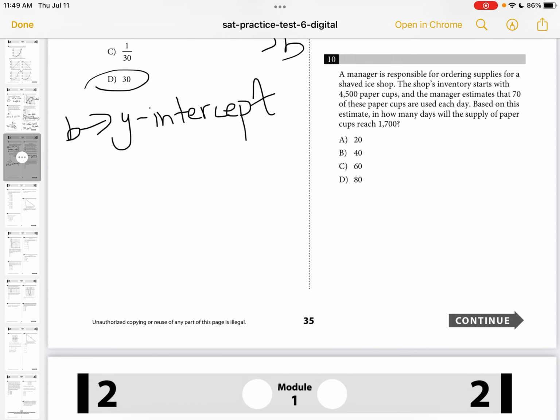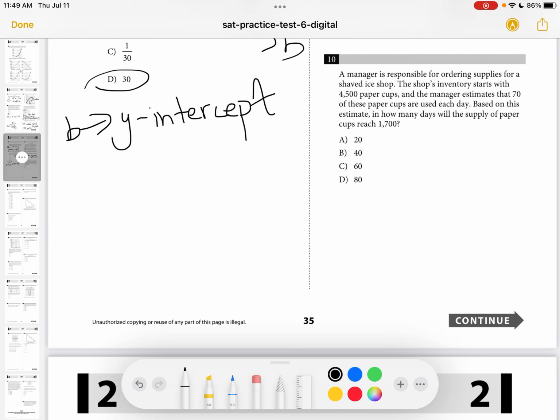Alright, number 10. A manager is responsible for ordering supplies for a shaved ice shop. The shop's inventory starts with 4,500 paper cups, and the manager estimates that 70 of these paper cups are used each day. Based on this estimate, in how many days will the supply of paper cups reach 1,700? So we start with 4,500 ice cups, and we're using 70 of them each day.